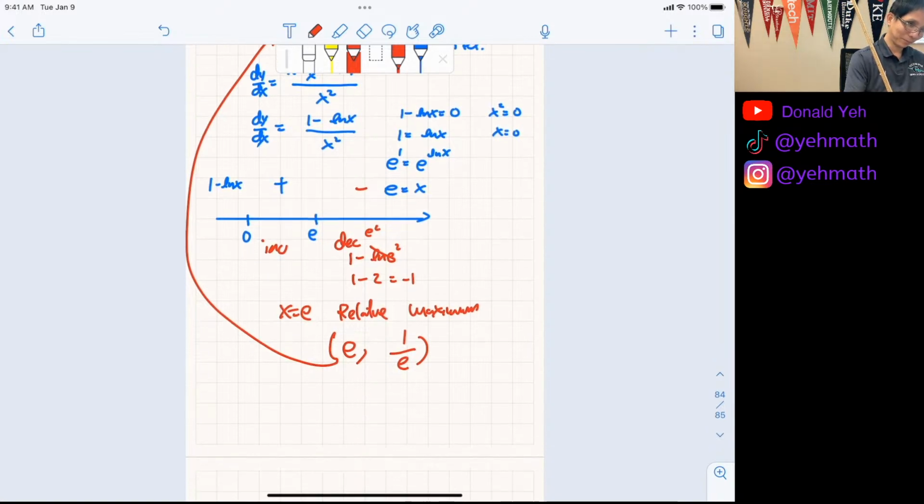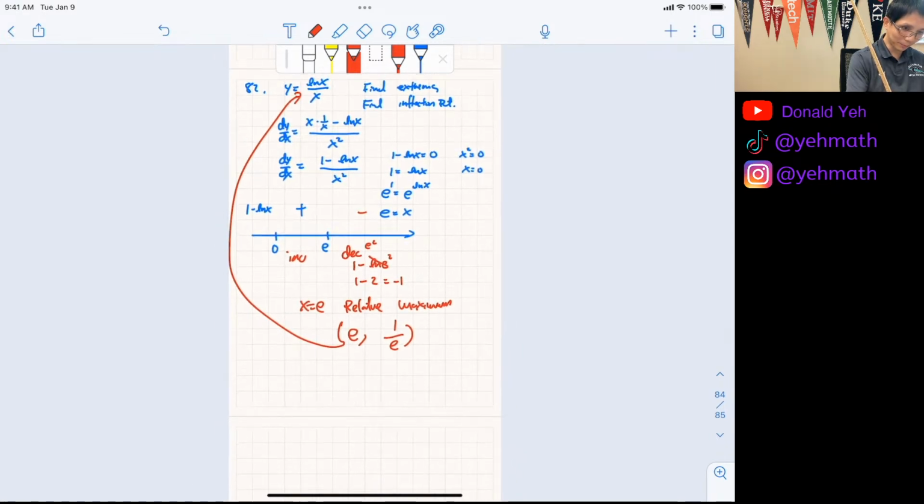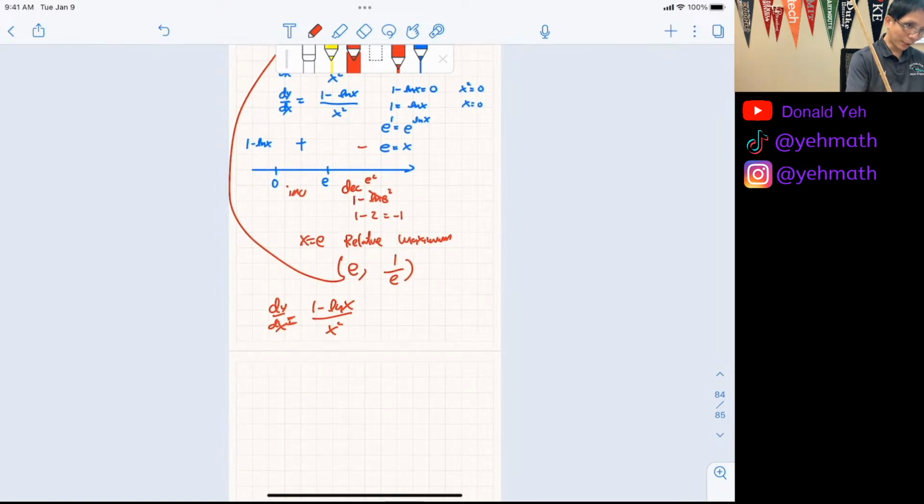Okay, let's do the inflection point. dy/dx is equal to 1 minus natural log of x over x squared. So we're going to do the second derivative. Low, d high, minus high, d low, over low low.